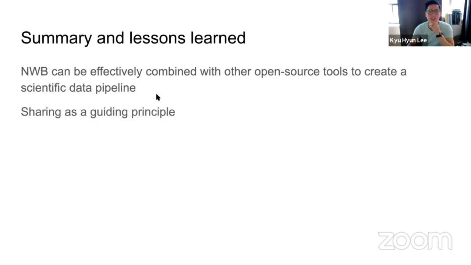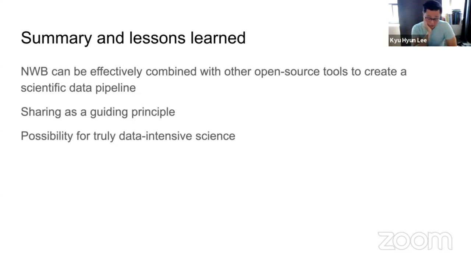Another thing that we have learned is that during this process, we have had to make a number of decisions about how to combine these tools and so on. And one thing that we found helpful in resolving these issues is to focus on sharing, essentially. So for example, the decision to start everything with NWB files came from our desire to share the data immediately and also make the analysis code reproducible. So that could be an interesting design principle if you're planning to build your own pipeline.